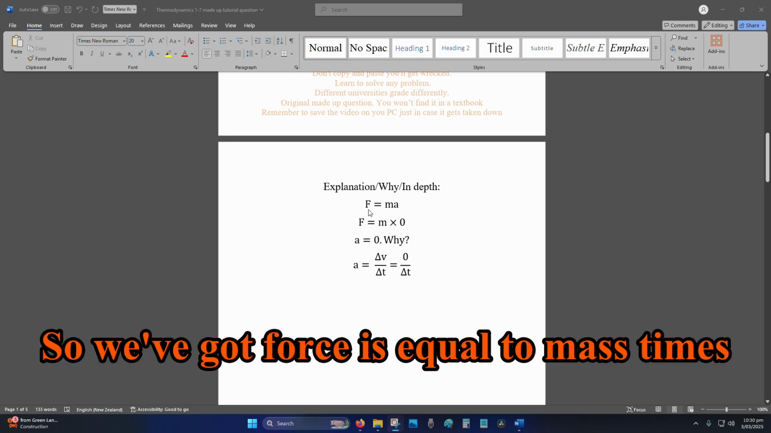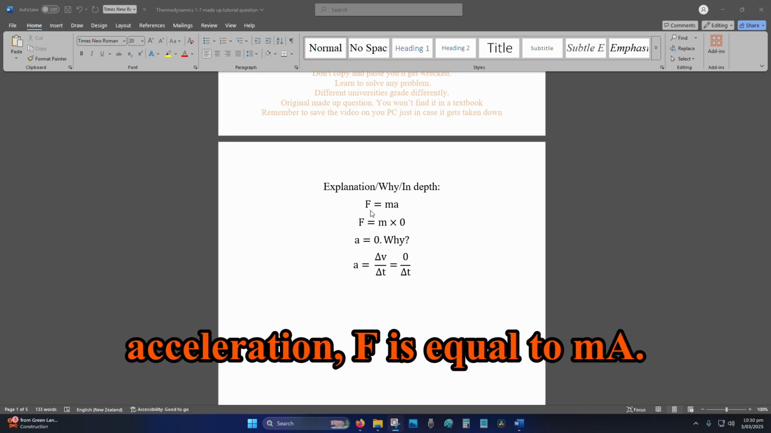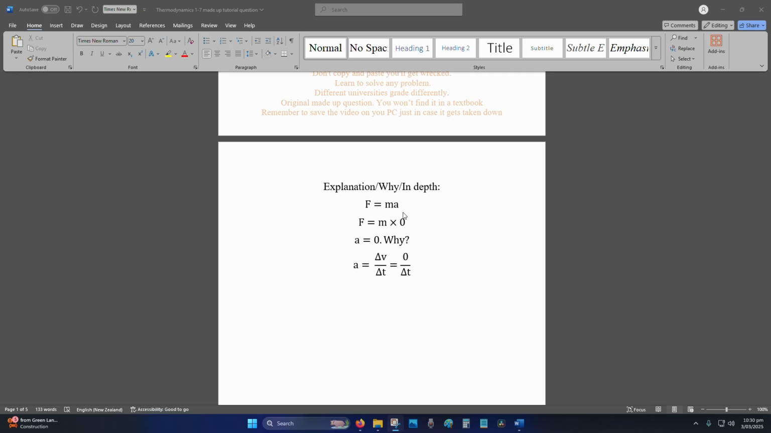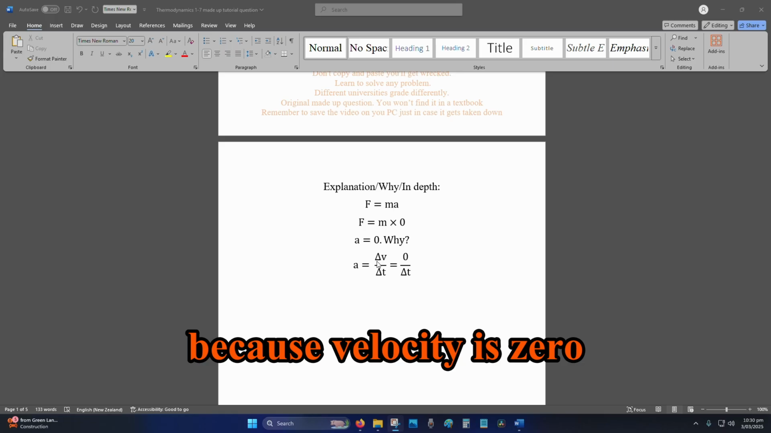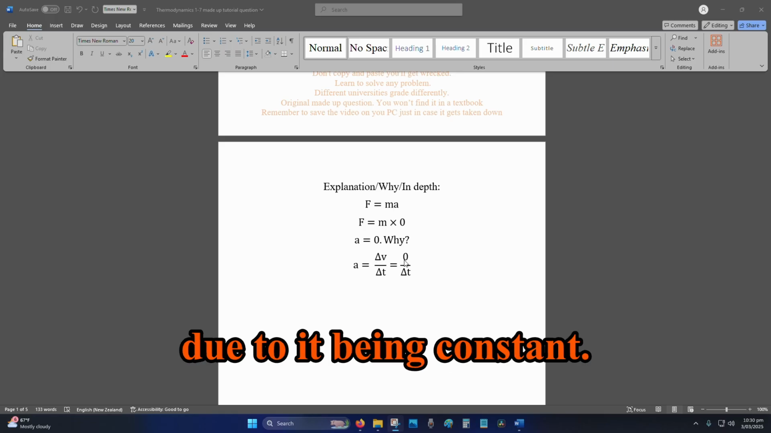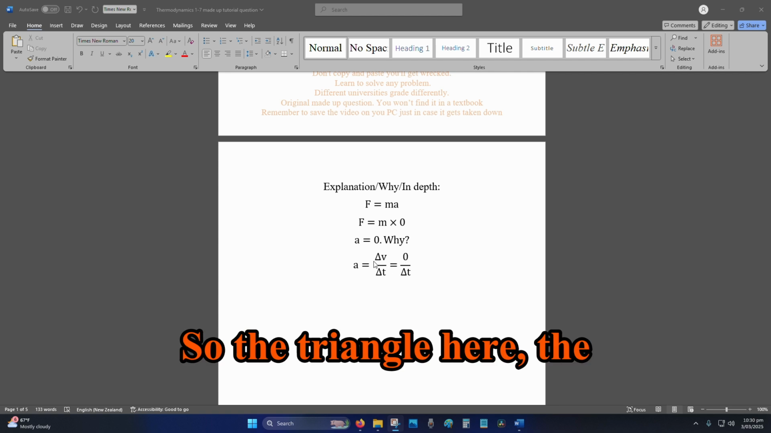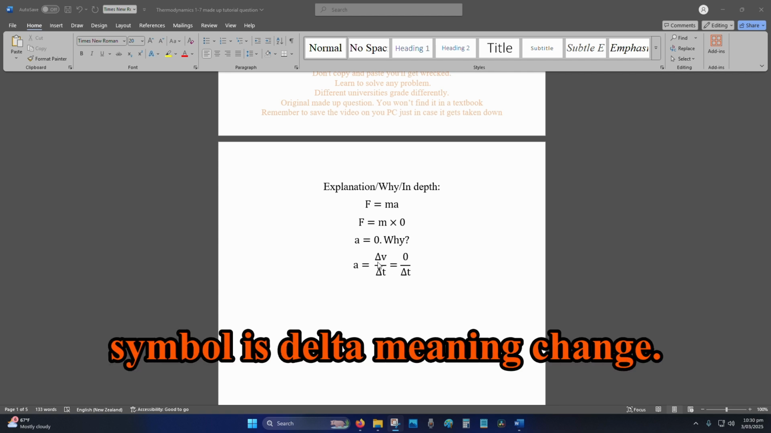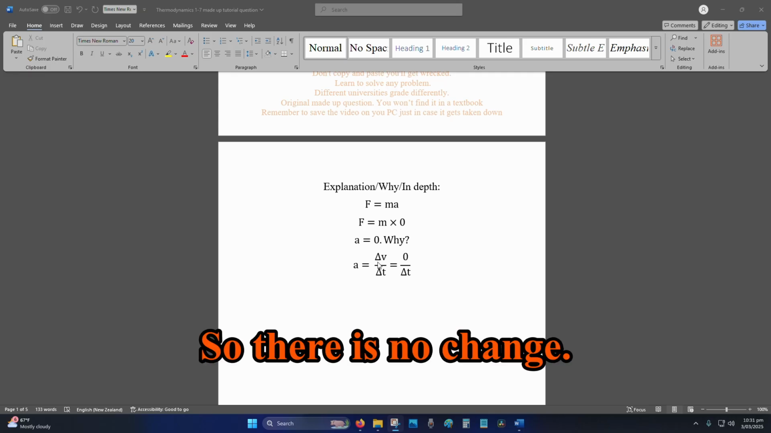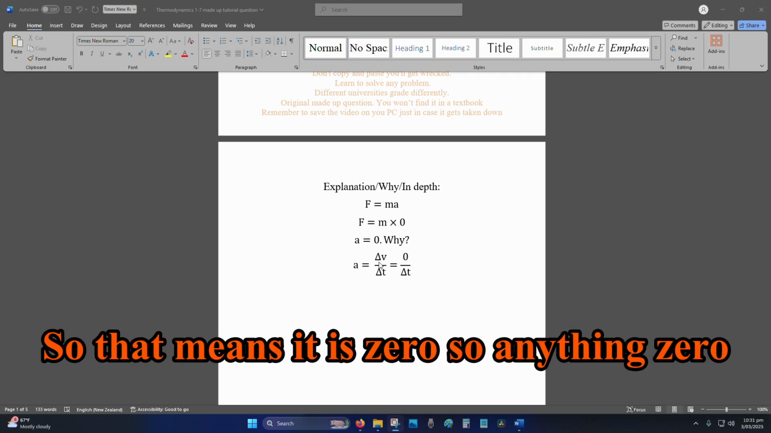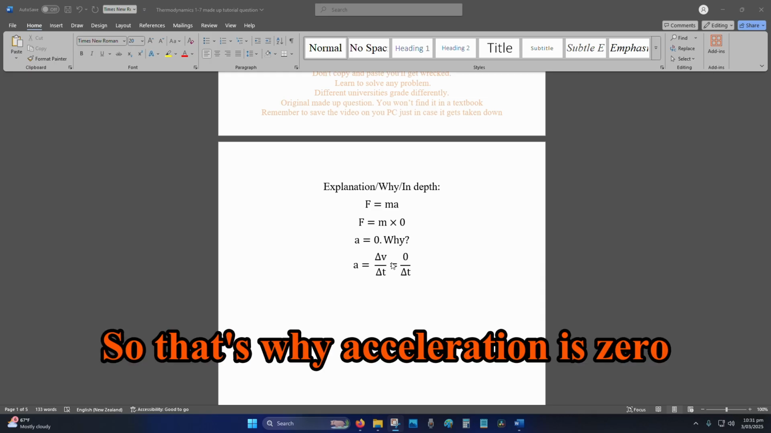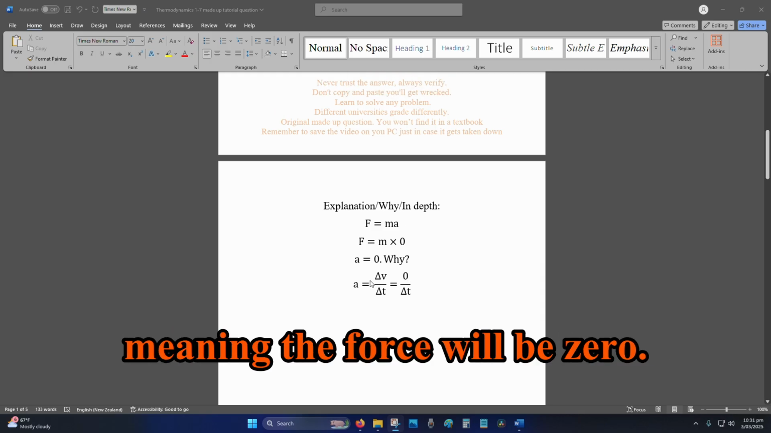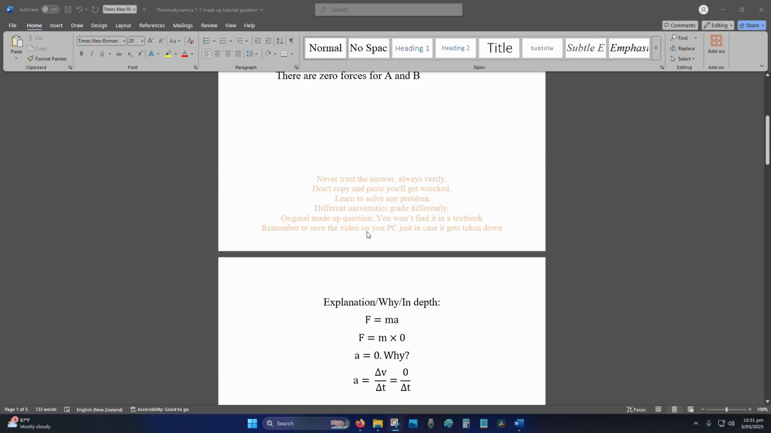So we've got force is equal to mass times acceleration. F is equal to ma. So A, in this case, acceleration is 0 because the change in velocity is 0 due to it being constant. The triangle here, the symbol, is delta, meaning change. So there is no change, so that means it is 0. Anything 0 divided by anything will be 0. So that's why acceleration is 0, meaning the force will be 0.